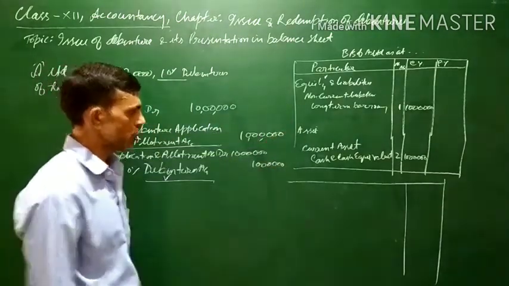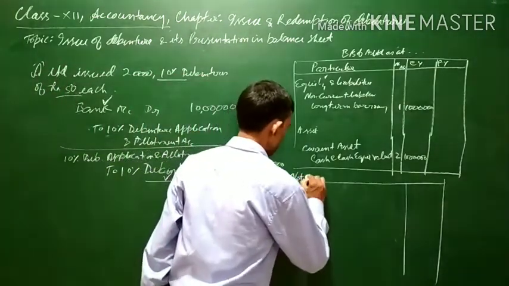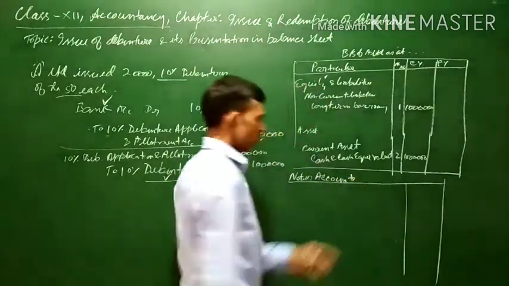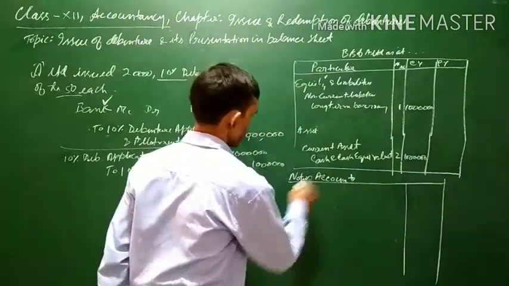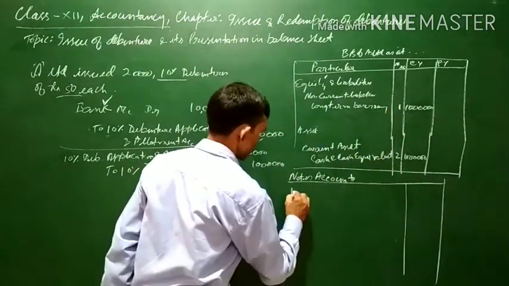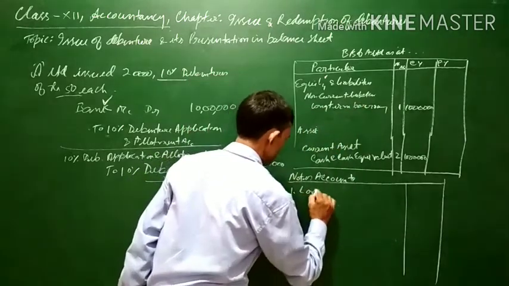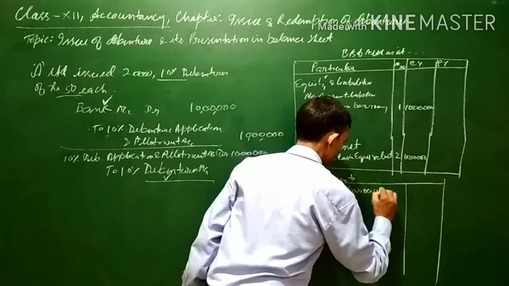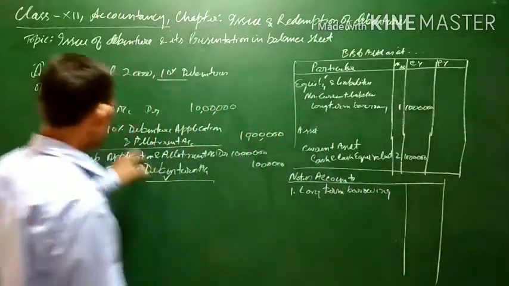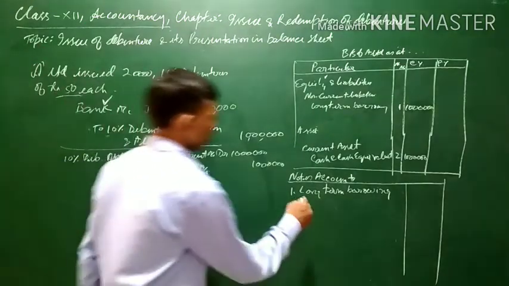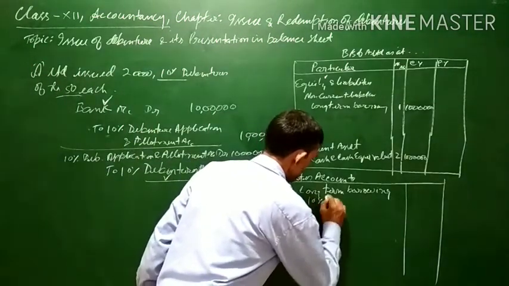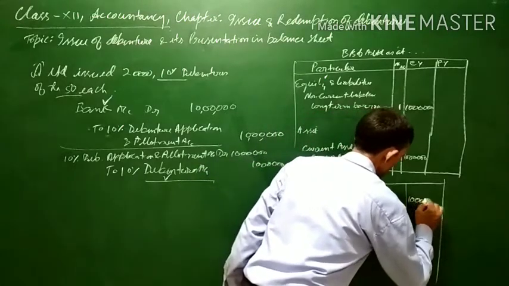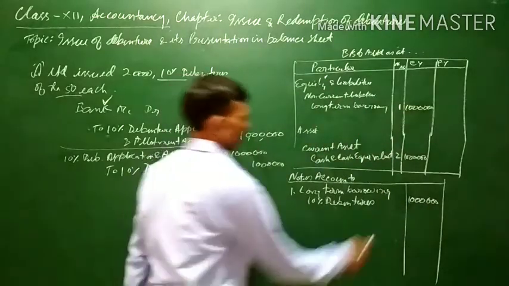Along with the balance sheet, notes to account is also prepared, and the format is not a hard and fast rule. Only one amount column is required. Now, notes to account, note number 1, is represented by long-term borrowing. Here we will write long-term borrowing. And what is this long-term borrowing? This is 10% debentures. The amount is already clear, that is 10 lakh.